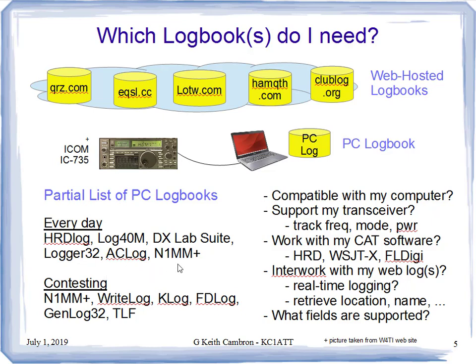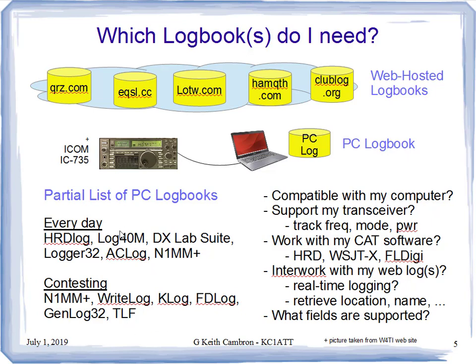Logger 32 and N1MM Plus is designed for contesting, but it can also be used as an everyday log. Contesting has very specific requirements, and that's why you don't tend to see a logbook operating as both an everyday log and a contesting log. You're generally going to want to use separate logbooks. N1MM Plus is the one I use because my amateur radio club uses it, and once I adopted that, it came naturally to me and it's quite easy to use. Others that are out there are WriteLog, KLog, FDlog, and so forth listed here.